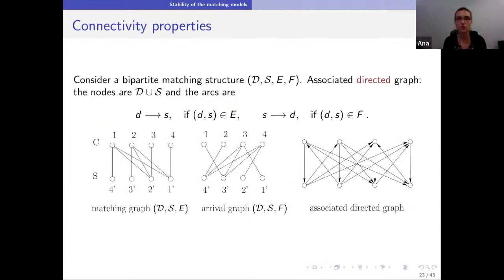Let's move from first come first served, and we will now consider any Markovian policy. Since we assumed that the arrivals are now by pairs, we are going to have a matching graph and an arrival graph. And we are going to consider a third graph, a directed graph, obtained by orienting the edges in the matching graph from demand to supply. And in the arrival graph, we orient from supply to demand.